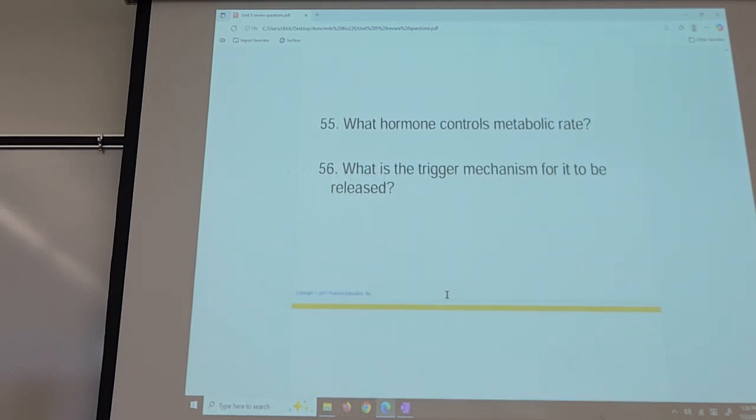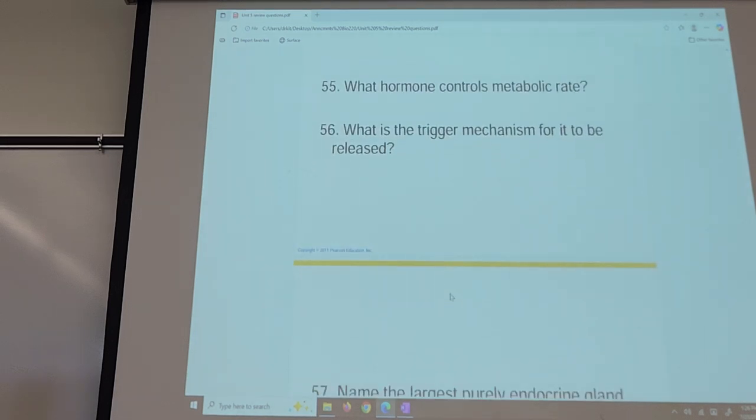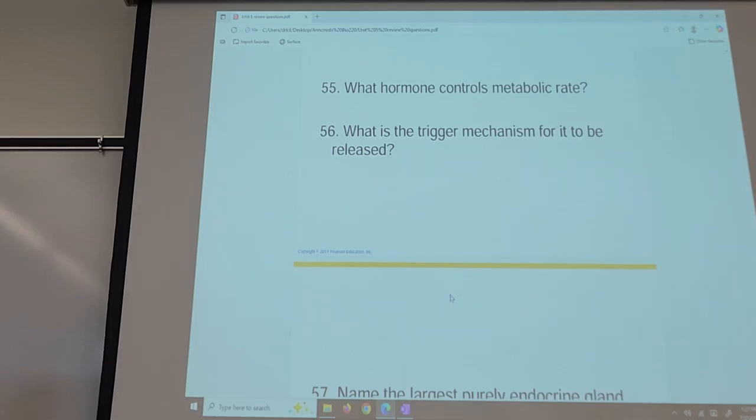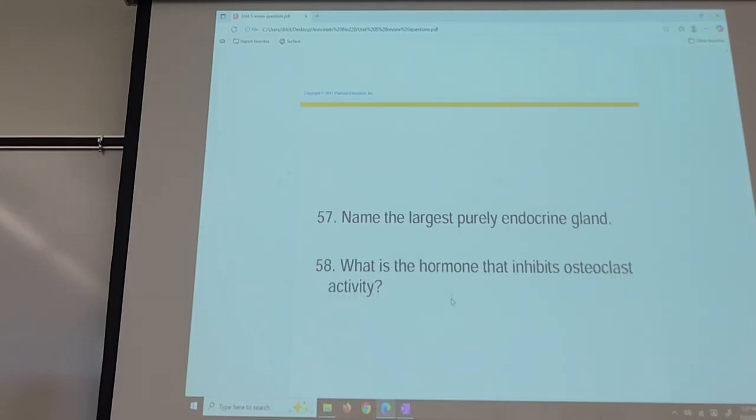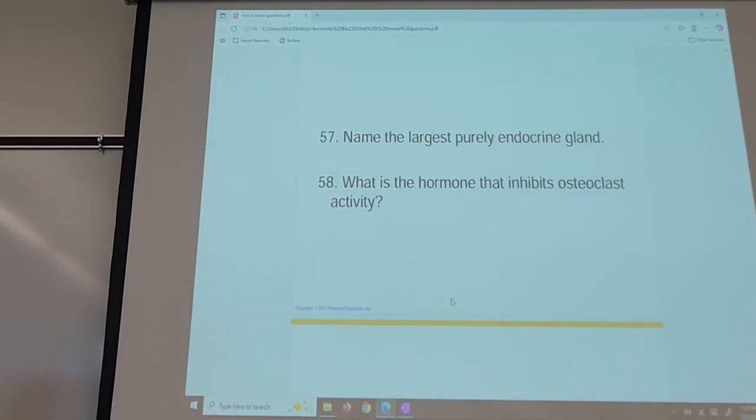Okay, let's get into some questions here. What hormone controls metabolic rate? Thyroid hormone, TH. What is the trigger mechanism for it to be released? What causes it to be released? TSH, right, which is thyroid stimulating hormone, good. Okay, what's the largest purely endocrine gland? The thyroid, okay. And then 58, what is the hormone that inhibits osteoclast activity?